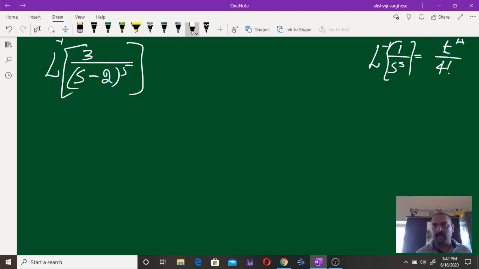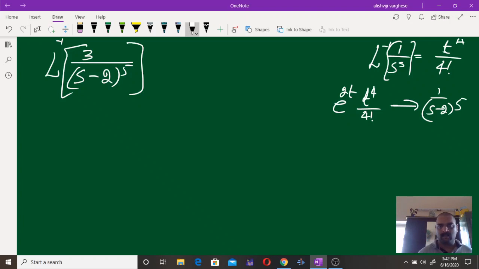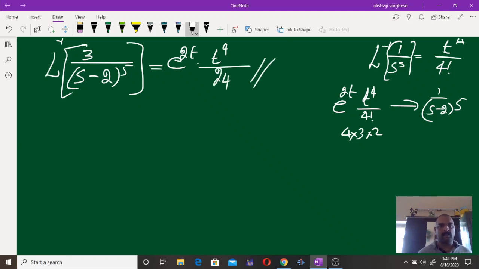we know that if we multiply t raised to 4 by 4 factorial with e raised to 2t, then the Laplace transform becomes 1 by s minus 2 the whole raised to 5. So the inverse Laplace transform of this thing is e raised to 2t into t raised to 4 divided by 4 factorial. 4 factorial is 4 into 3 into 2. So that's the required inverse Laplace transform.